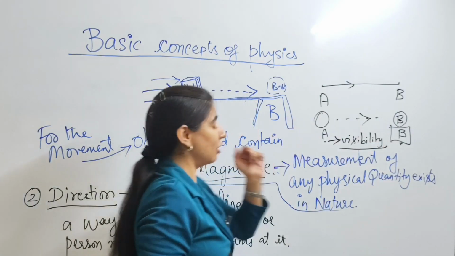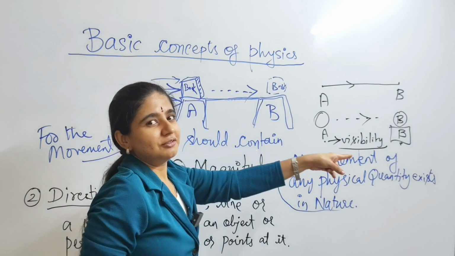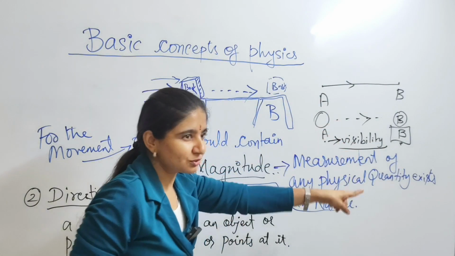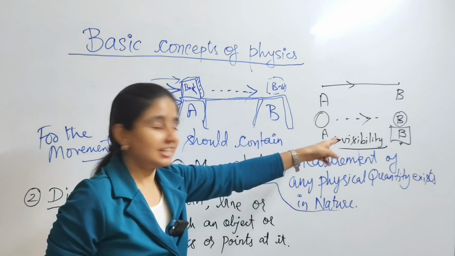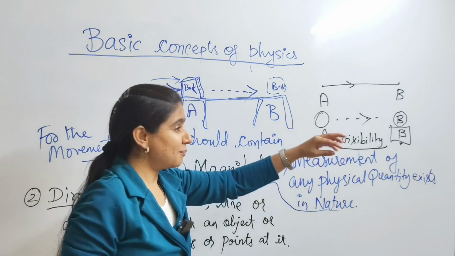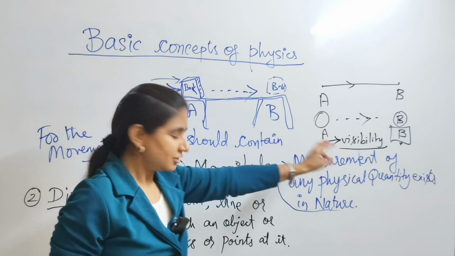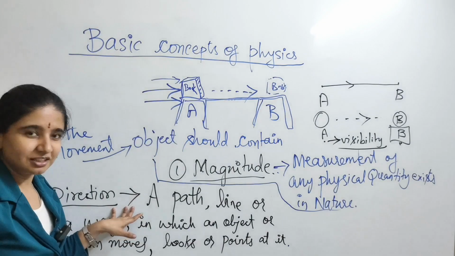So an object or person which moves from point A to point B, or who looks at point B from point A, or who points at it from point A to point B, is called direction. It can be any direction. There are many different directions. So you understood what is meant by direction?